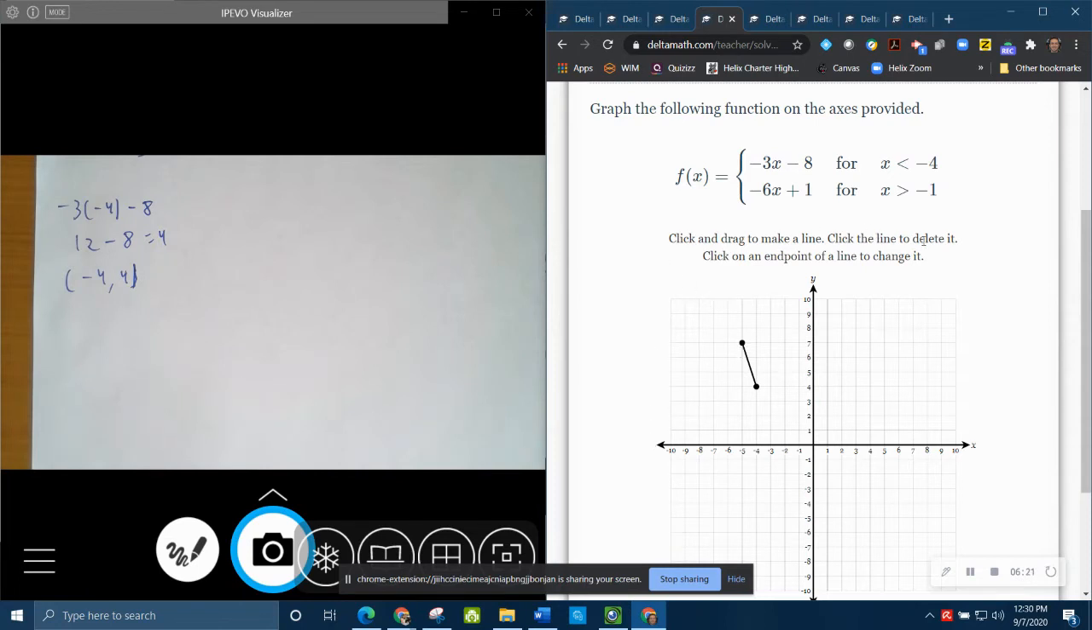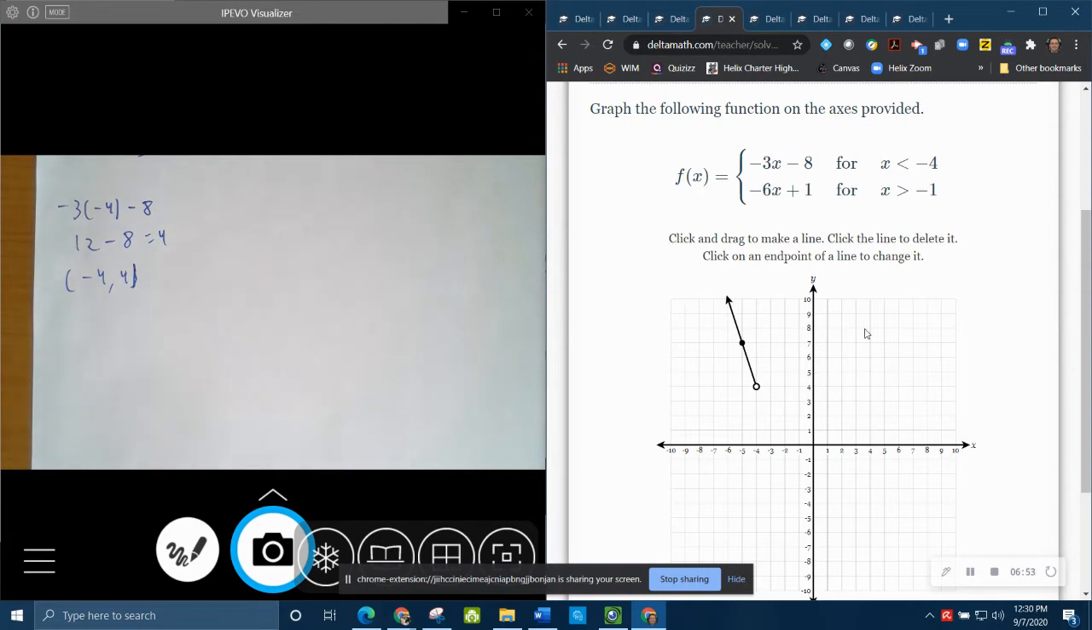Then see these notes here. We click on an endpoint of a line to change it. This point right here at -4, because there's no line under it, because it's strictly less than -4, has to be an open circle. And then this is supposed to go on forever for all the x's that are less than -4. So I click this endpoint. First, it'll give me an open circle. And then if I click it again, it'll change into an arrow. This is what I want for that section of the graph.